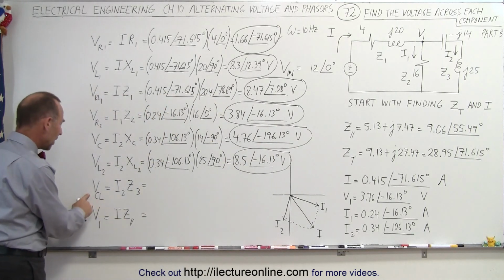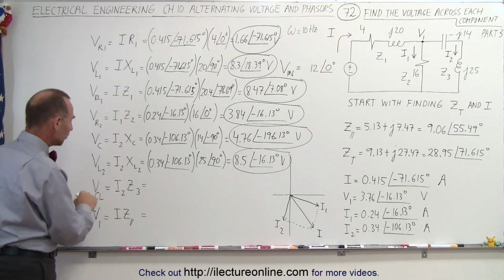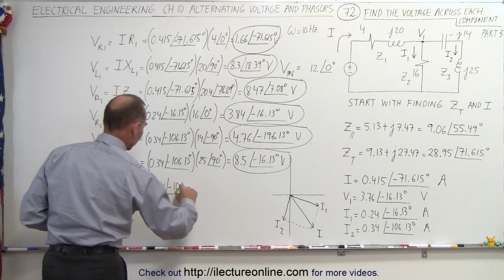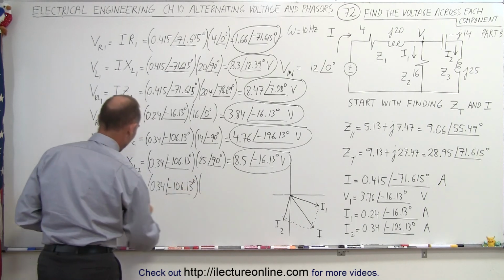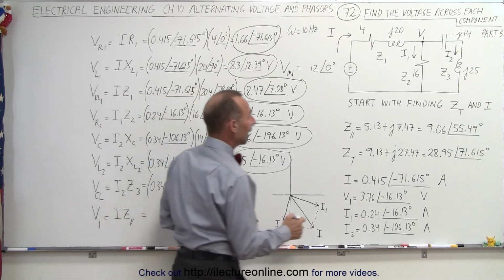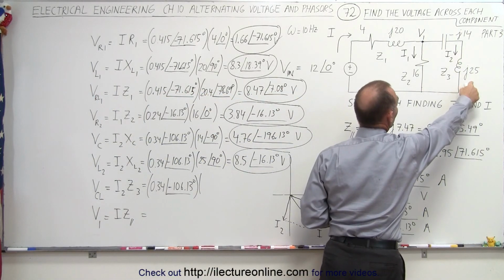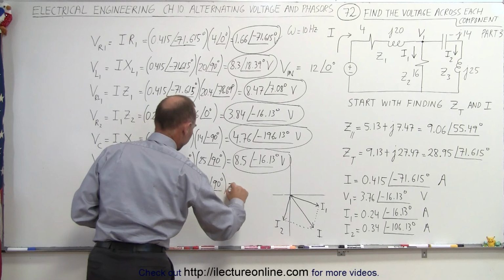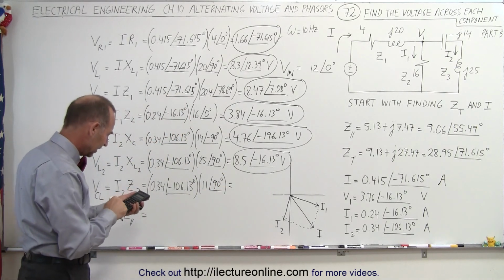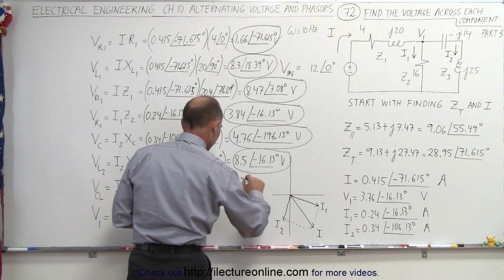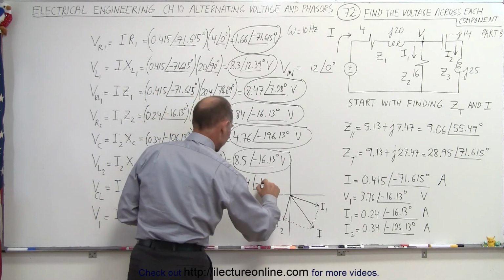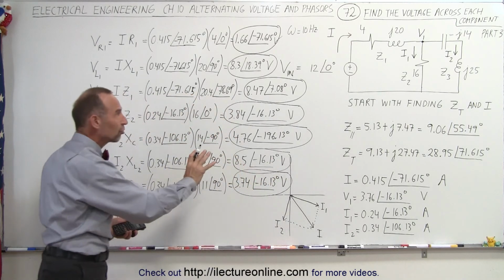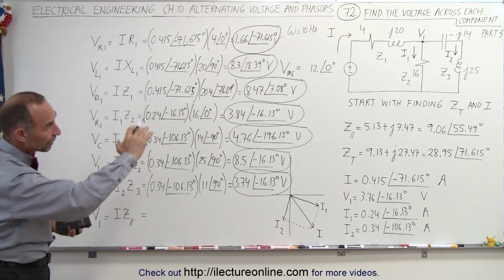Now we go to the second branch with the capacitor and the inductor. So we take the current through that branch, again, same current, -106.13 degrees. We multiply times the impedance of that branch, Z3, and the impedance will be the sum of these two. That gives us a +j11, so magnitude of 11 with a phase angle of 90 degrees. So 0.34 times 11 gives us 3.74 with a phase angle of -16.13 degrees. And that's in volts as well. So that's the voltage drop across the branch on the right there with the capacitor and the inductor.